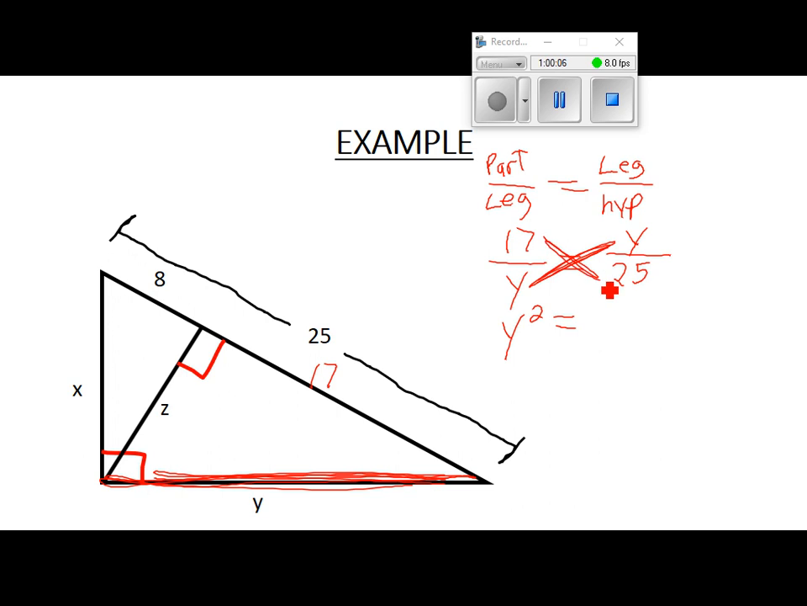Help me out this way. 425. Anybody else get that? Yes, no, maybe? Yeah. Take the square root of both sides. Tell you what, just give me the decimal answer this time. 20.62. So we'll just say 20.6. Is that close enough for everybody? So how long is that leg right there? 20.6. What do we want to find next?